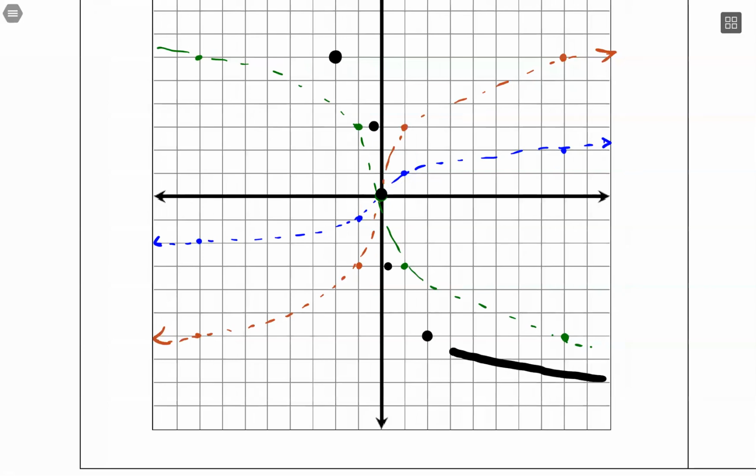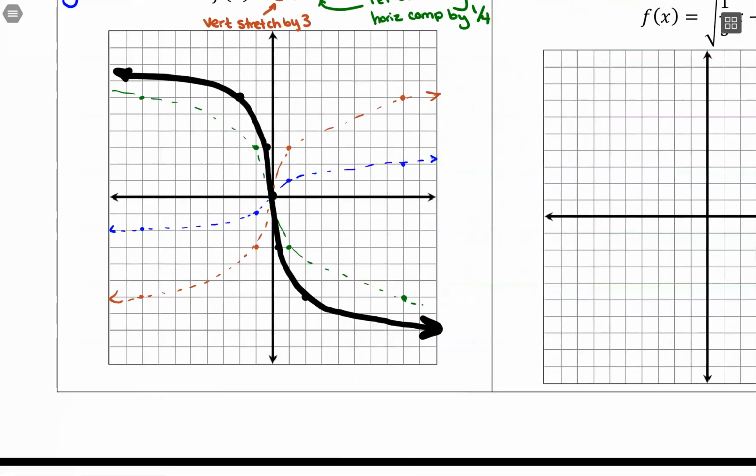So something like this will give us a little sketch to get started with our work. Again, every point doesn't have to be perfect, but follow a few points to get a general shape going.